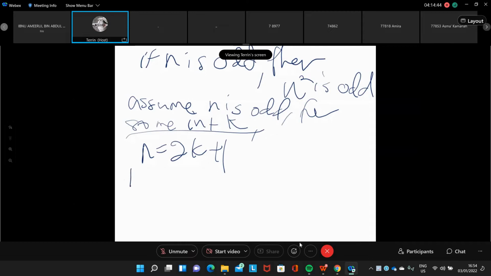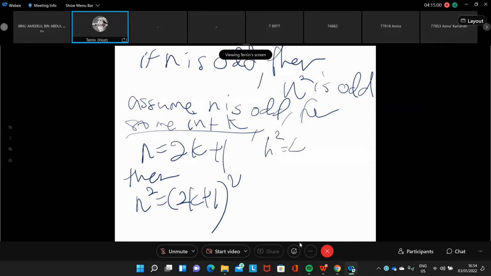Then we just show that n squared equals n squared, so we square the left-hand side, and we're also squaring the right-hand side. What we're going to get is n squared equals 4k squared plus 4k plus 1, right? And remember, our end goal is to show n squared is odd. So we need to factor this into a form that shows it is odd.